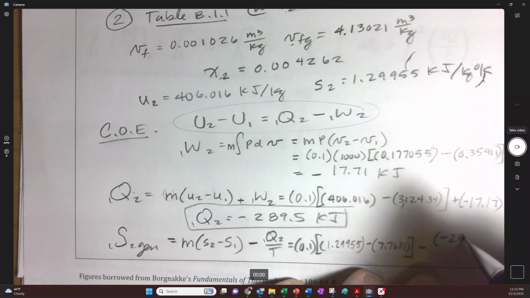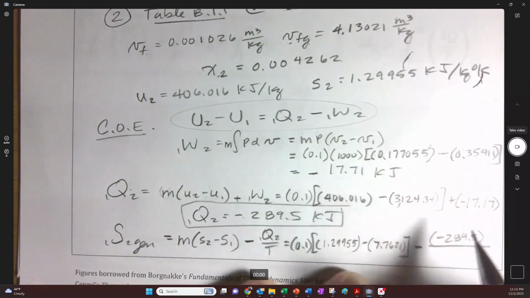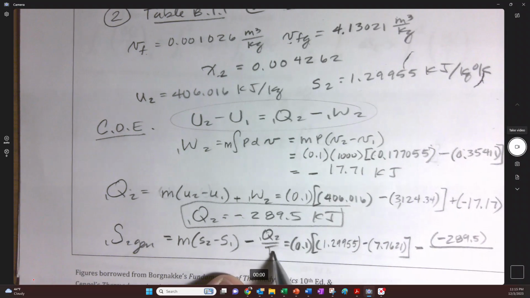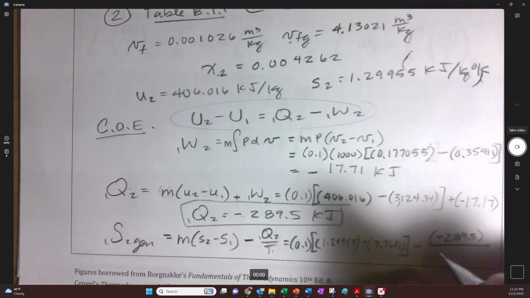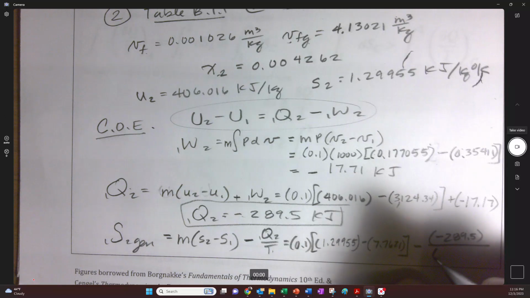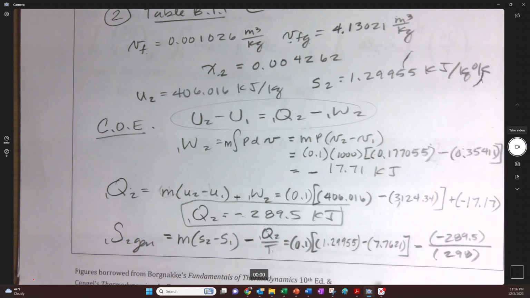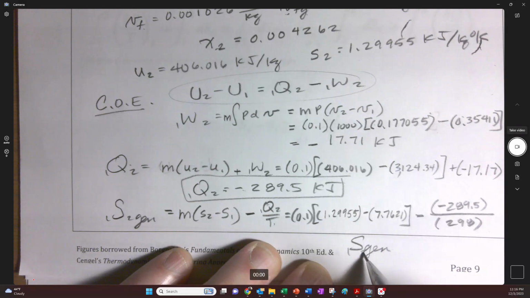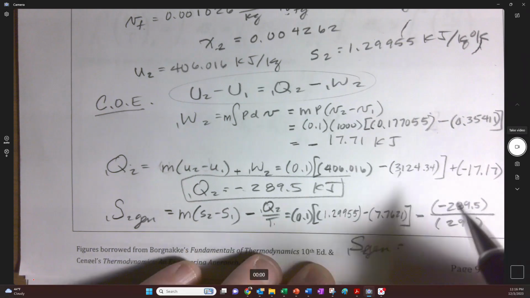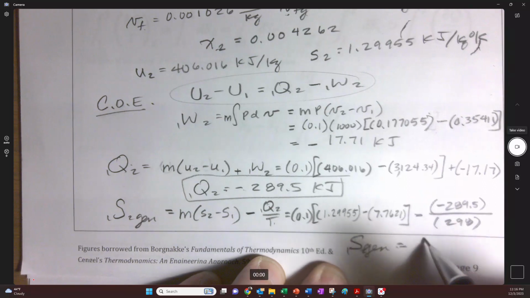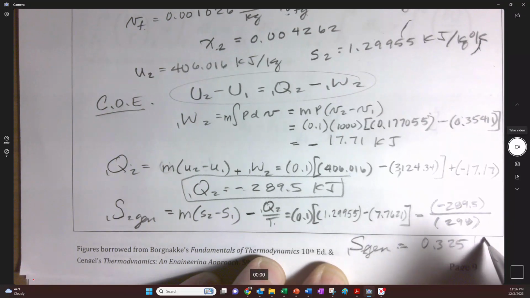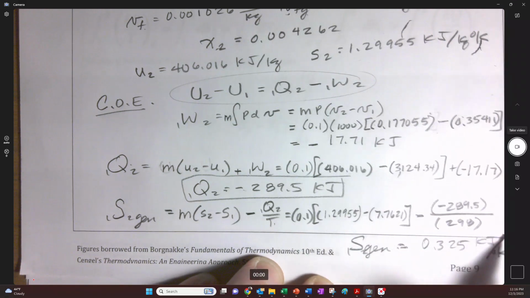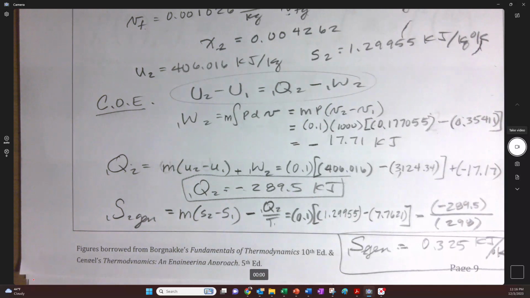289.5, and we need to divide it by the temperature all across, which is in a room of 25 degrees, so that comes out to, what is that, 298? 298. And so, running off the page, S gen 1 to 2. I'm getting tired of that 1 to 2 thing. I keep forgetting to put it in there. Is 0.325 kilojoules per degree Kelvin. Boom. And there you go.